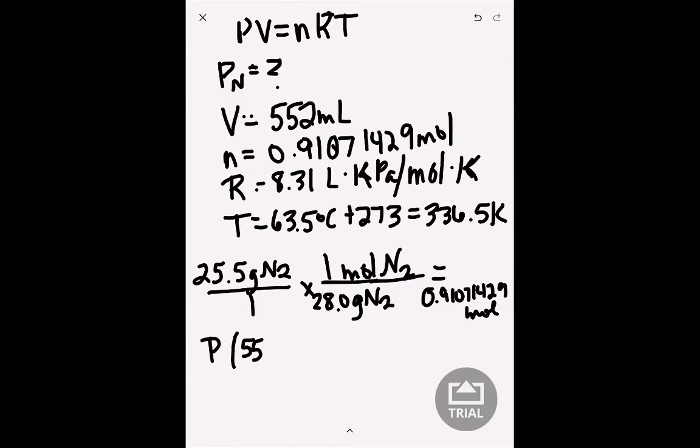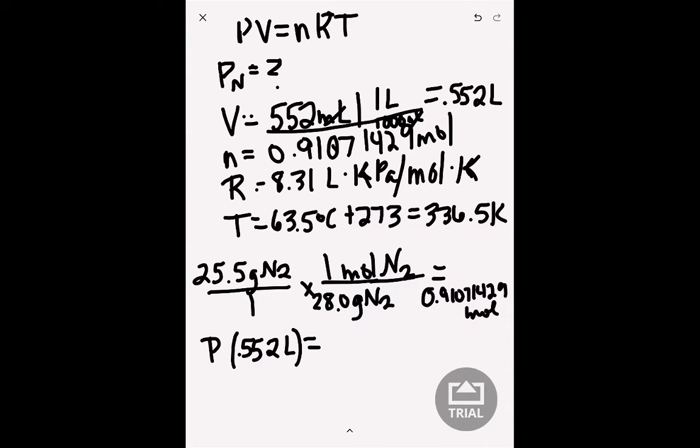And you guys, another thing here that is a problem is we have, this is liter kPa. Okay, it's liters. And I have milliliters. So we have to change that to liters. There's 1,000 milliliters in 1 liter. So that means we have to divide by 1,000 or move your decimal 3 places to the left. So that's 0.552 liters.